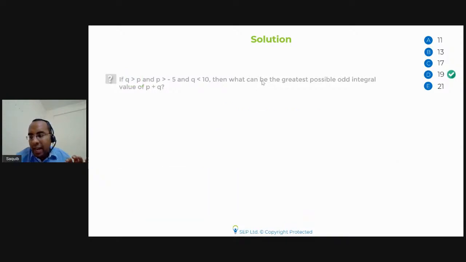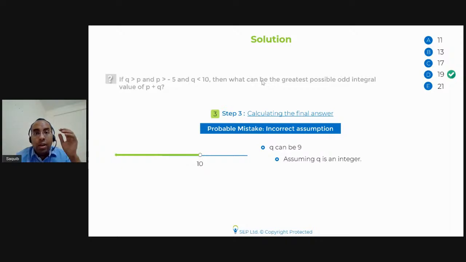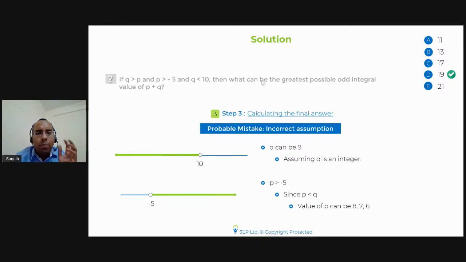Right? And see, I knew what kind of mistake you would make. And this is how the GMAT also knows that you'll make certain incorrect assumptions. Now, those of you who marked 17, what mistake did you make? You looked at Q is less than 10. You thought, okay, I'm looking for the greatest positive integral value, so Q has to be 9 only, assuming Q is an integer. Same goes for P. P is greater than minus 5, and since P is less than Q, you must have thought, okay, P could be 8, 7, 6. But I'm looking for the greatest possible value, so let me take 9 and 8.